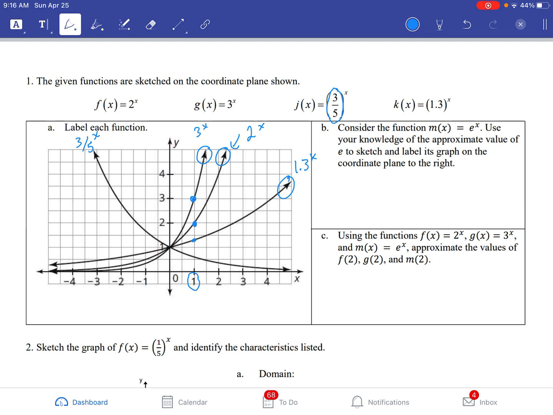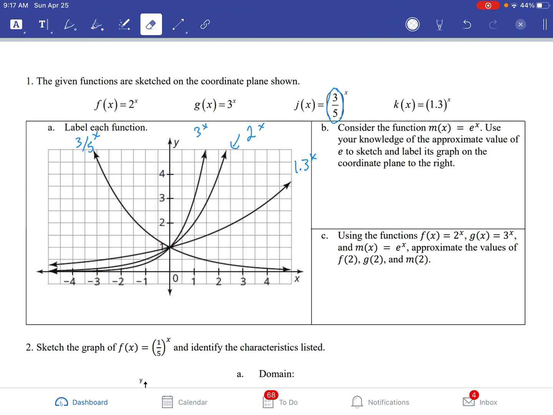But that also makes sense because 1.3 is about right there on our graph. This is 1.3. All right, so for part B, it says consider the function m of x equals e to the x. Use your knowledge of the approximate value of e to sketch and label its graph on the coordinate plane to the right. Okay, I'm going to erase some of the stuff I've drawn on this graph just to make it easier to look at.